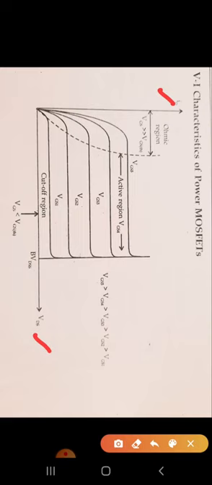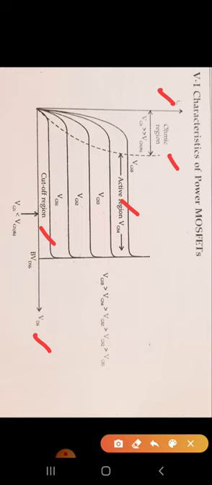Before seeing how this works, I would like to tell you that in this graph we have three main regions. What are those three main regions? See here, this one is the ohmic region. The second one is the active region. The third one is the cutoff region. These are the three main regions where your entire work is going to take place.